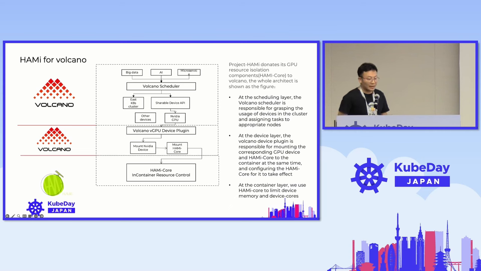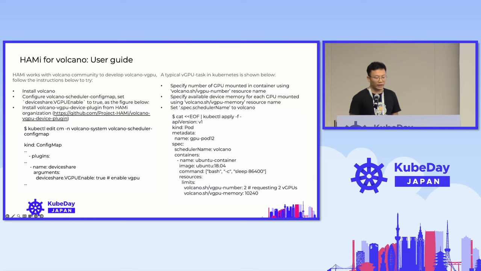And HAMi is the default GPU sharing solution for Volcano. Combining Volcano and HAMi is very simple. The Volcano plugin will mount HAMi-core at container startup, and users don't need additional annotations. Using Volcano only requires one step: configuring the Volcano scheduler config map and deploying the device plugin for GPU. We can add GPU sharing capability by specifying the resource property.